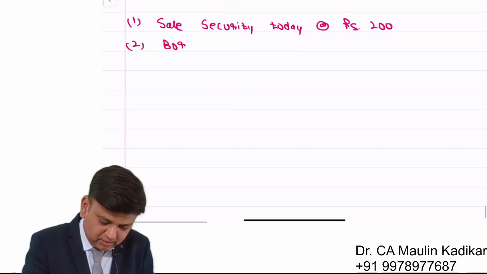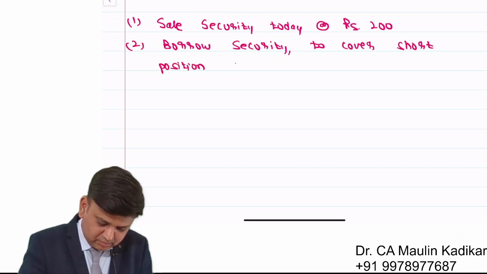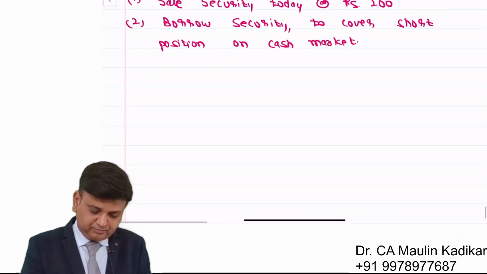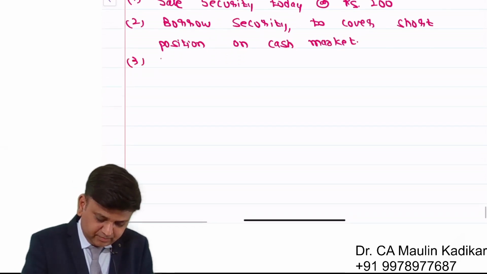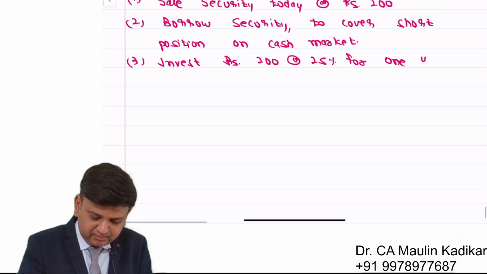Second, borrow security to cover short position on cash market. Third, invest rupees 200 at the rate of 25% for 1 year.